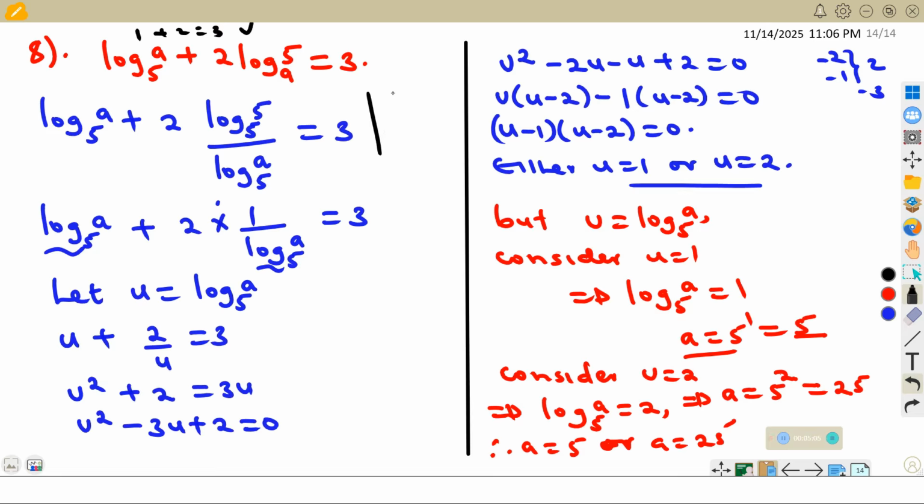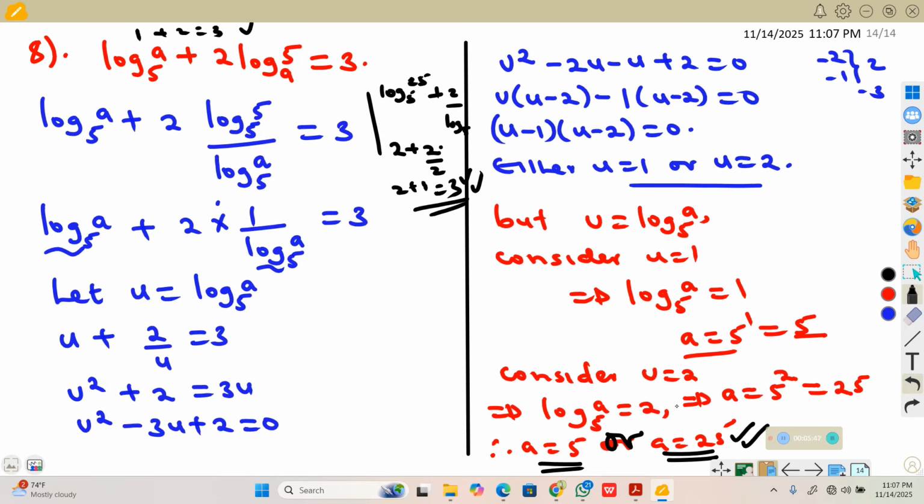Still, when you put 25 as a, this will be the same as log₅ 25, then plus 2 divided by log₅ 25. So this will be 2 plus 2 divided by 2. So this will give us 2 plus 1, and that will be 3. So both will be satisfied. So therefore, a will be equal to 5, and a will be equal to 25. So that marks the end of section A.